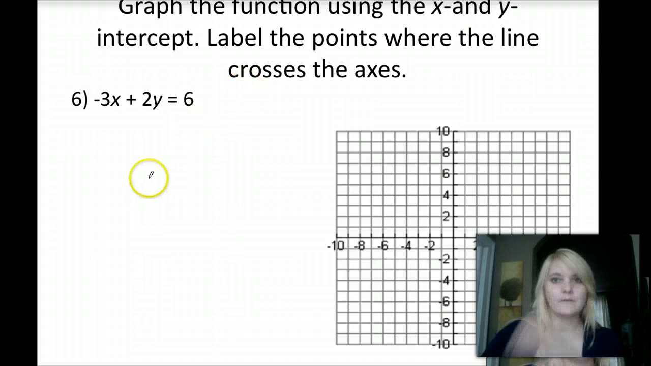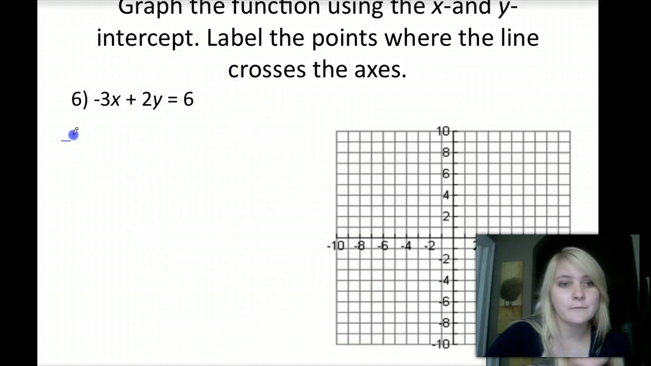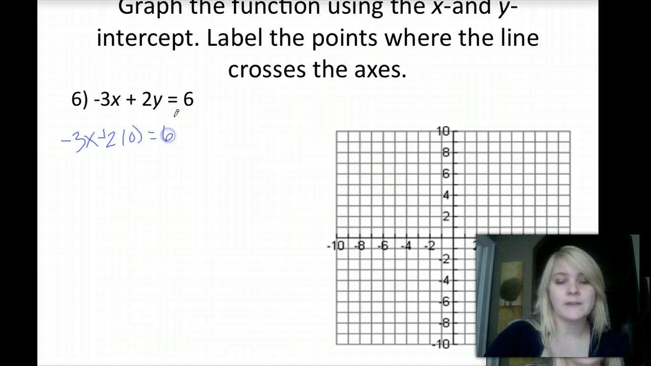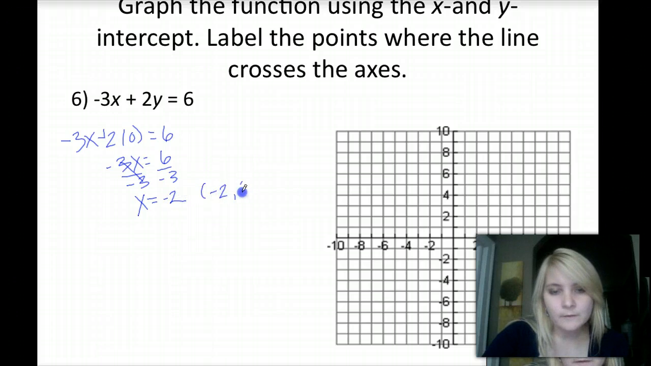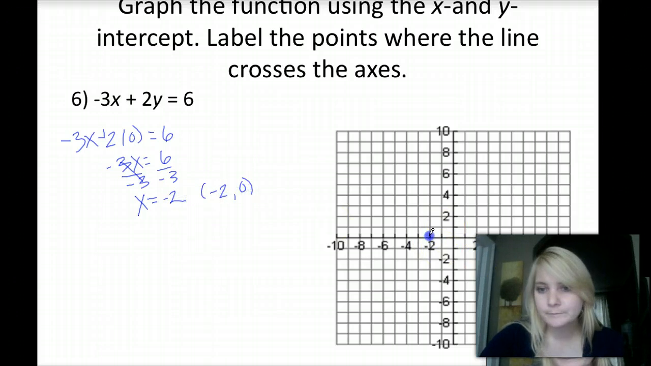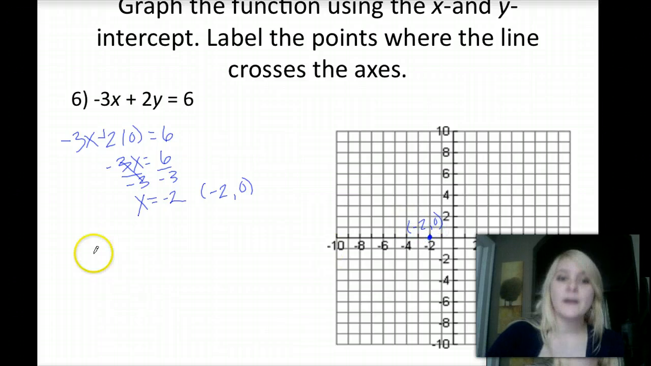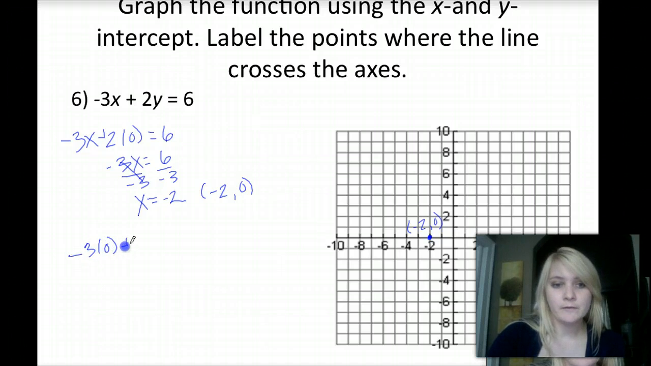All right, so our x-intercept, once again, is the value of x when y is 0, so substitute 0 in for y. So we get negative 3x equals 6, divide both sides by negative 3. So we get x equals negative 2. So our x-intercept is negative 2, 0. Our y-intercept is going to be our y value when x is 0.